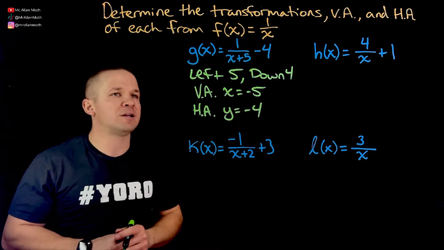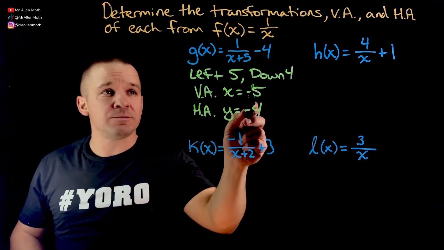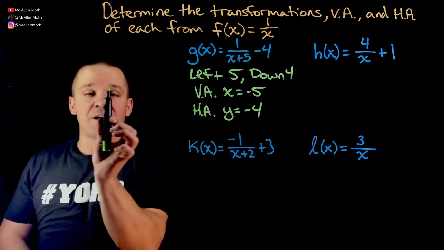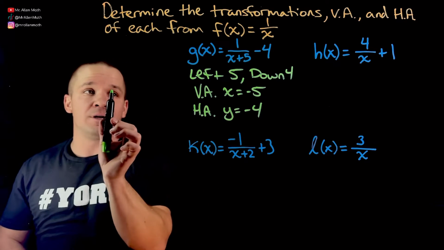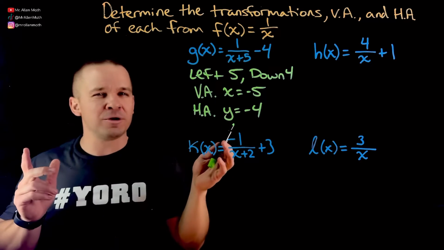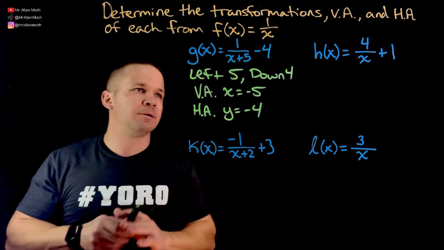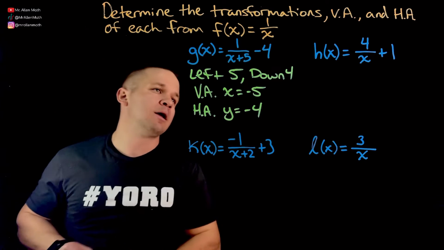Boom. So the x plus 5 affected my vertical asymptote. This is shifting left, right? If I move left or right, that's going to change where my vertical asymptote is. If I move up or down, that's going to change where my horizontal asymptote is. Kind of weird to think about because vertical, horizontal, whatever, but it makes sense when you start thinking about it graphically.